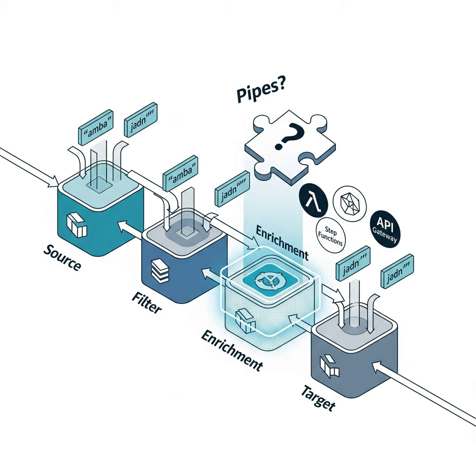Let's do it. Okay, so EventBridge Pipes. You mentioned stages. There are 4. Source, filter, target. Those feel pretty familiar if you've used EventBridge before. Right, standard stuff. But the 4th one, enrichment. That sounds like where the interesting part is.